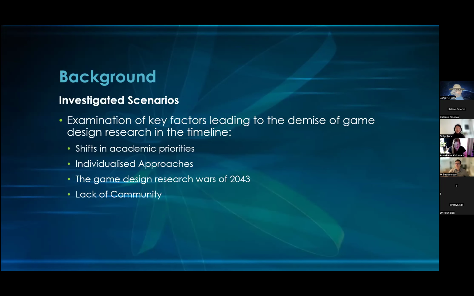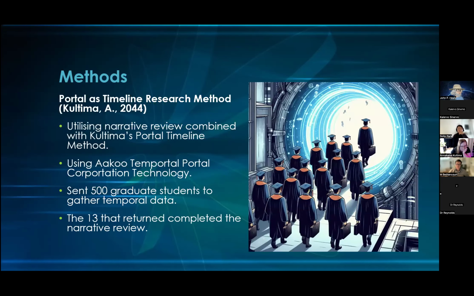So we investigated some of the different scenarios that we identified as key factors within the demise of game design research within the timeline. These included shifts in academic priorities at the time, individualized approaches that led to a dispersion in the field, the game design research wars of 2043, which obviously were a major event that have been covered in depth by other scholars, and also the lack of a community in that timeline.